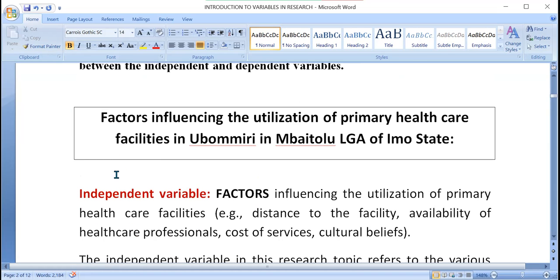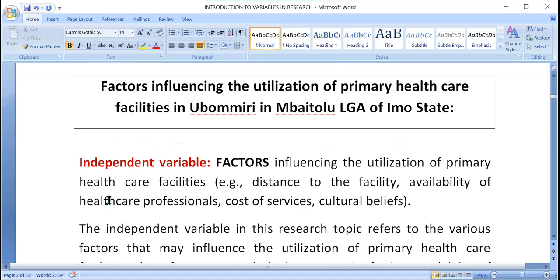Now let's use an example to explain further. Factors influencing the utilization of primary healthcare facilities in Ubomiri in Imbito local government of Imo State. Looking at this research topic now, we have the independent variable, which is obvious already. The factors. So the independent variable here is the factors influencing the utilization of primary healthcare facilities. What are these factors? It could be distance to the facility. It could be availability of healthcare professionals. It could be cost of services.